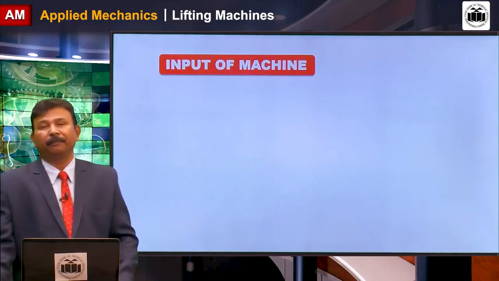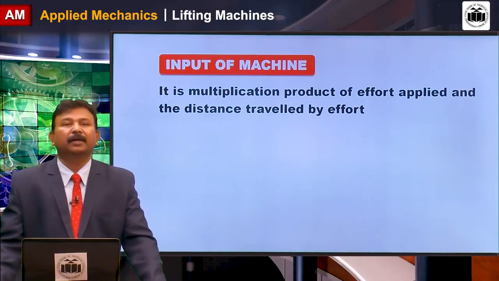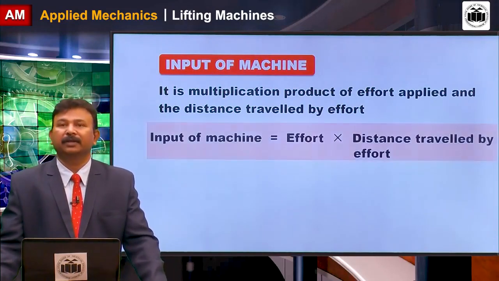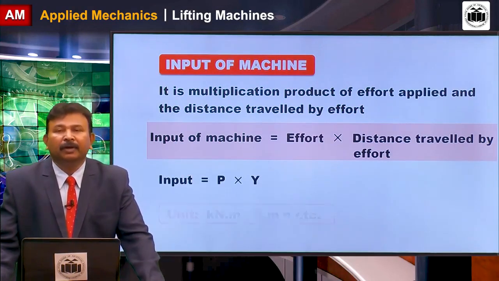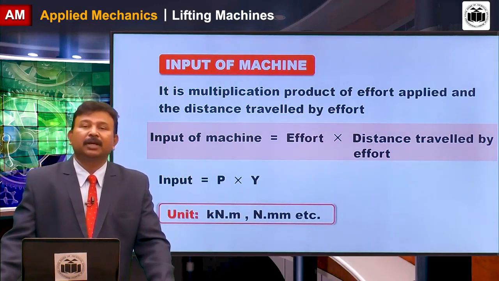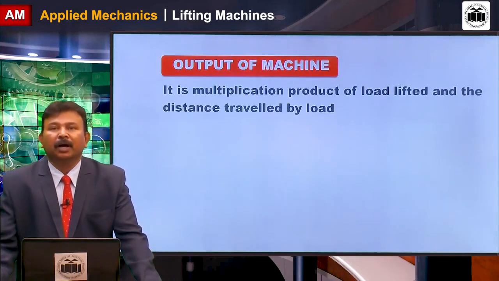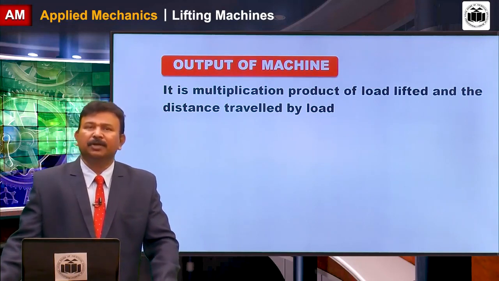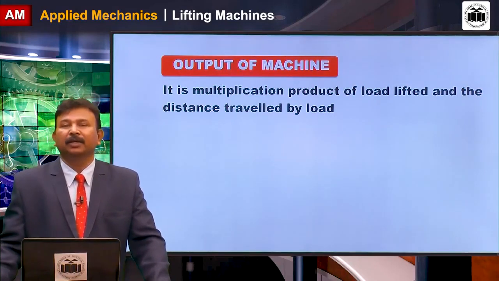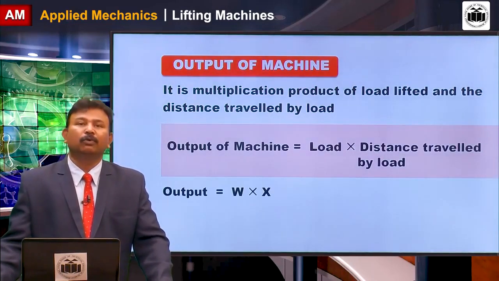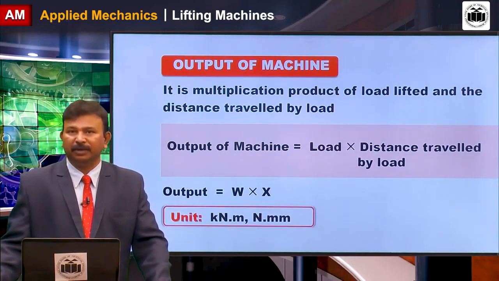Now input of the machine. It is simply the product of effort applied and distance travelled by the effort. Effort multiplied by distance travelled by the effort. The unit is kilonewton meter or Newton millimeter. Output of the machine is simply the product of load lifted and distance travelled by the load. That is W into X. The unit is kilonewton meter or Newton millimeter.